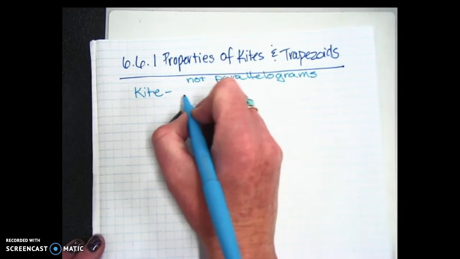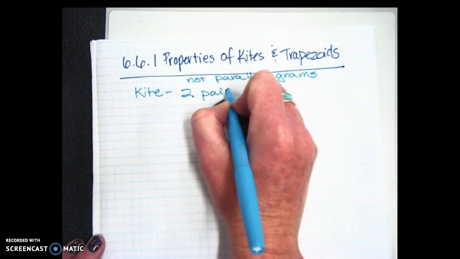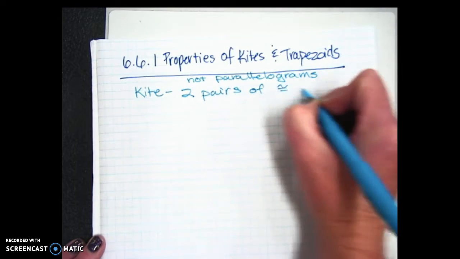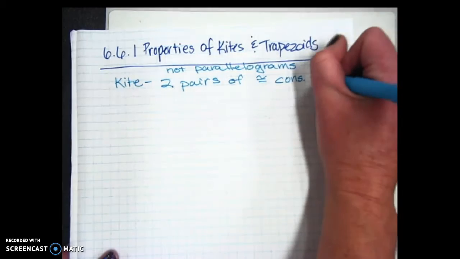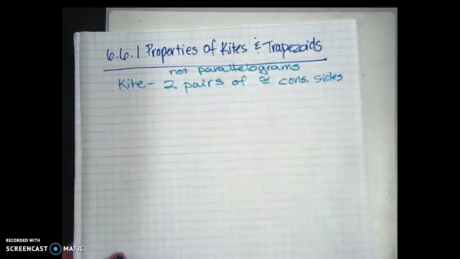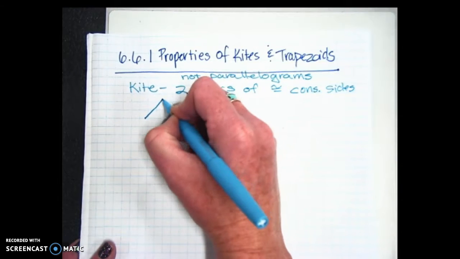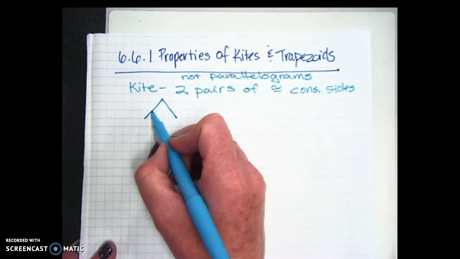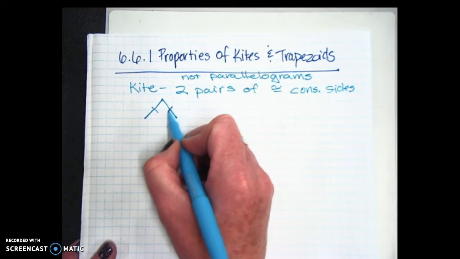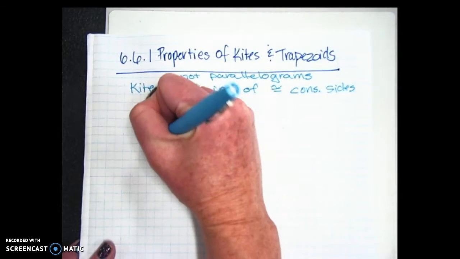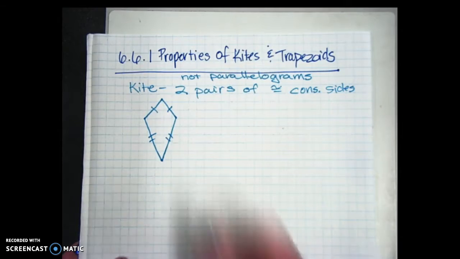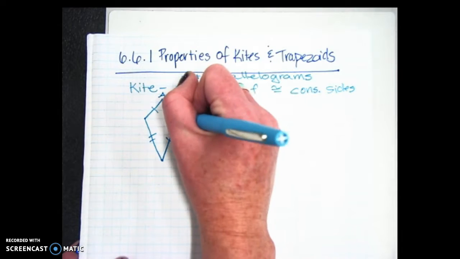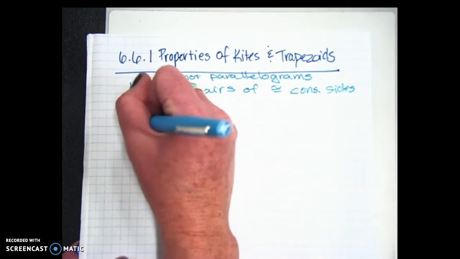So a kite is going to have two pairs of congruent consecutive sides, and we'll abbreviate it CONS, consecutive sides. So one right after another. We're going to draw a little kite here. We're going to have this consecutive side and this consecutive side, and we'll put tick marks. And then another pair of congruent consecutive sides, and we'll put double ticks on them. Let's label this one A, B, C, D.